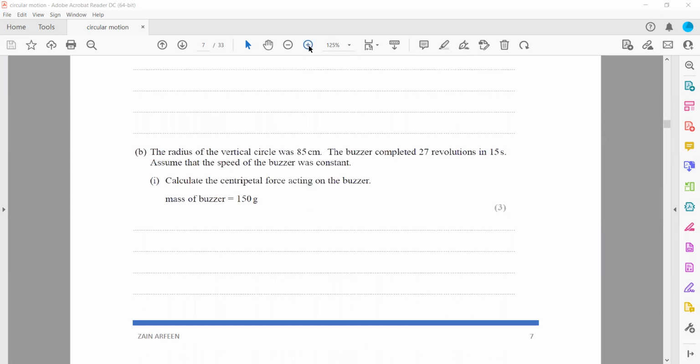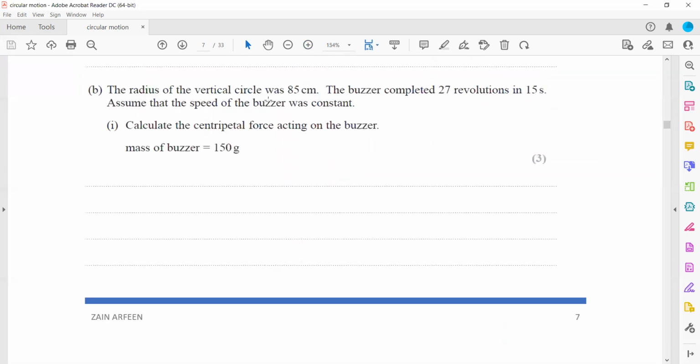The second part: the radius of the vertical circle was 85 centimeters. The buzzer completed 27 revolutions in 15 seconds. Assume that the speed of the buzzer was constant. Calculate the centripetal force on the buzzer. The mass of the buzzer is 150 grams.